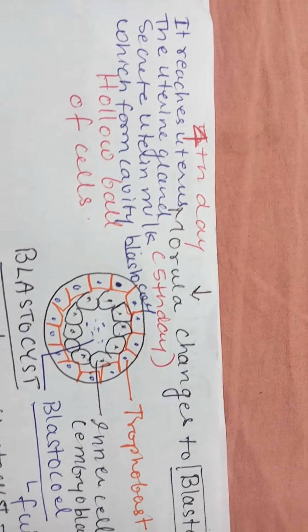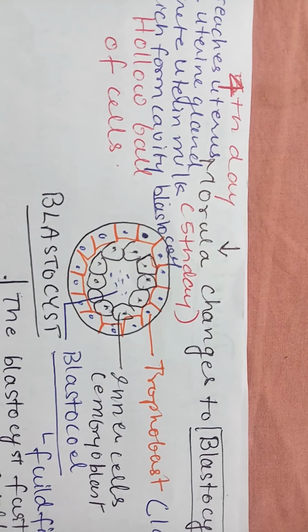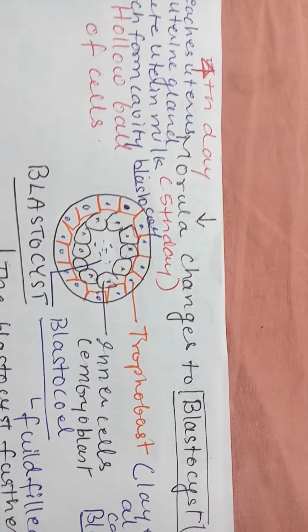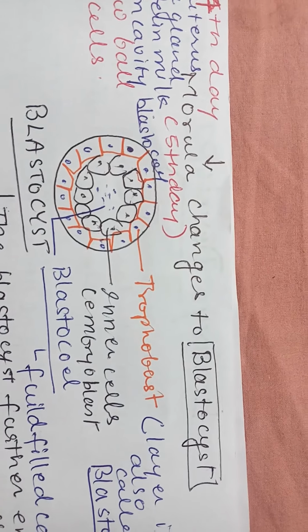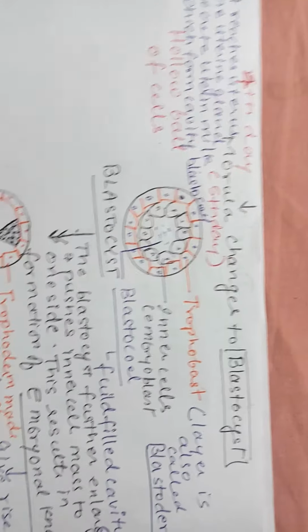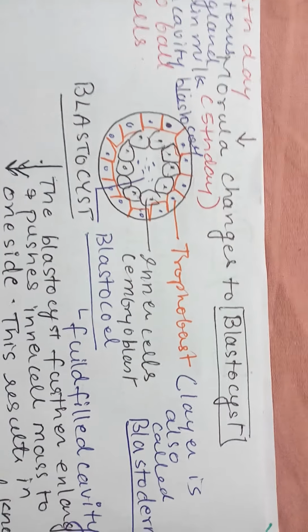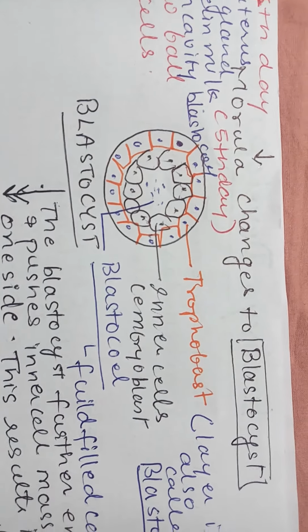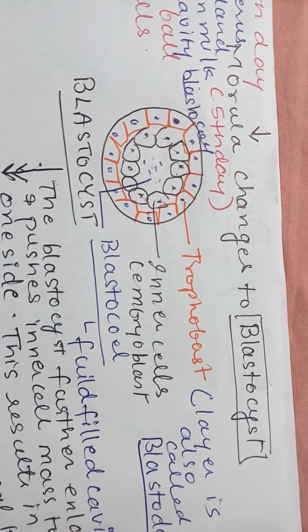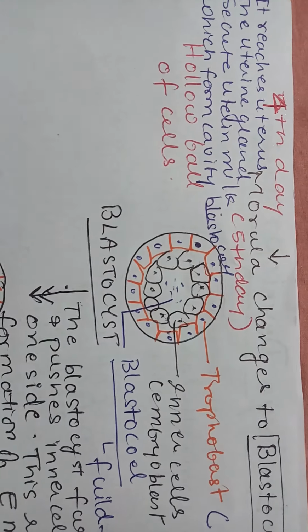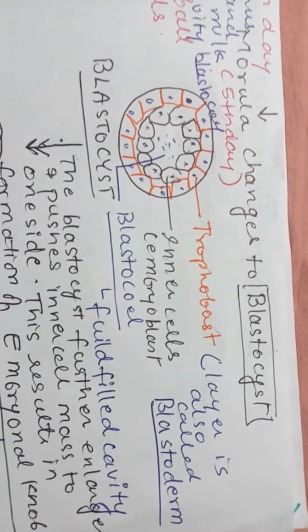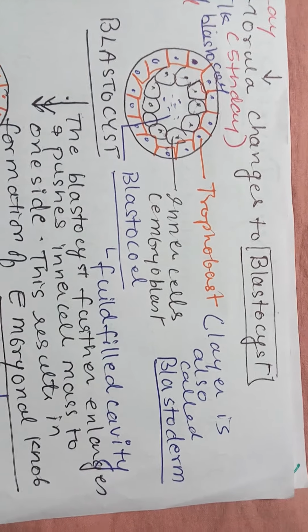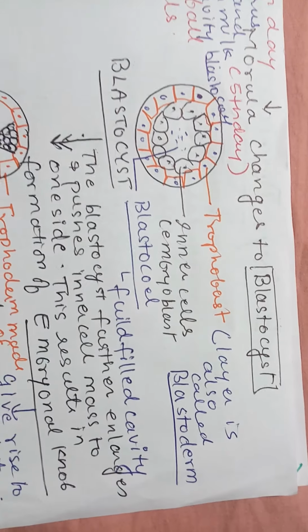Okay. So in the next stage, on the 5th day, after the 4th day, the morula changes to blastula. Once the cavity is formed, the morula changes to blastocyst. So in the blastocyst, you can clearly see the trophoblast layer and the inner cell mass layer. This is also known as a hollow ball of cells, and the blastocele is the fluid filled cavity. Trophoblast is also known as blastoderm.